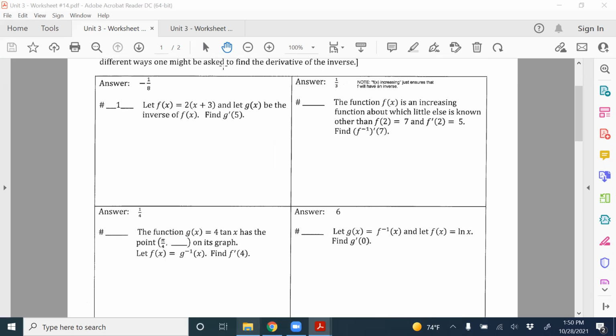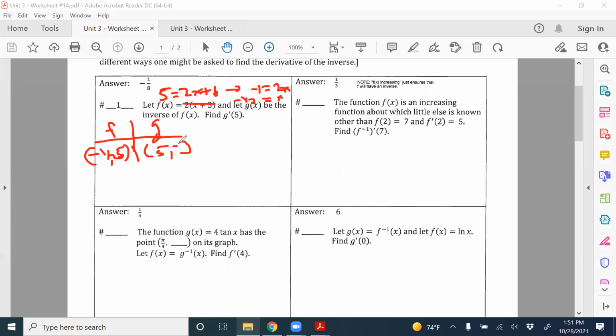So f of x is that function, and g of x is the inverse. Find g prime of 5. What you're going to do is make a little table. I like to put the original on the left, the inverse off to the right. The input for the inverse is 5, so therefore the output for the original is 5. My original is 2x times (x plus 3), or you can write it as 2x plus 6 if you distribute. So if I replace the output with 5 and solve for x, you should get -1 equals 2x, x equals -1/2. So put -1/2 here.